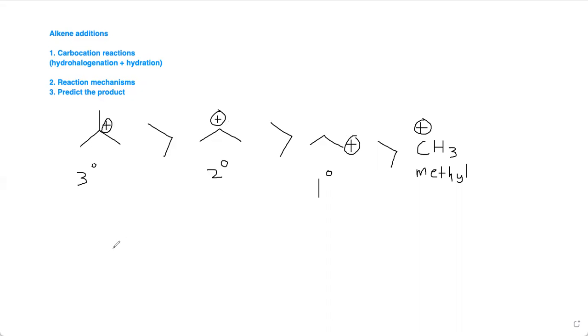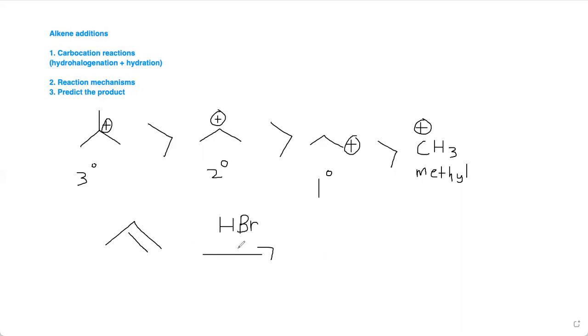So let's go through a generic first example of a carbocation reaction. So I'm going to have an alkene. An alkene is a carbon-carbon double bond. And the first reaction we're going to talk about falls under the category of hydrohalogenation. Hydro because hydrogen, and halogenation because halogen, bromine, chlorine, or iodine you can add to a carbon-carbon double bond.